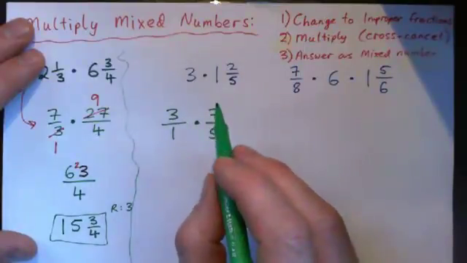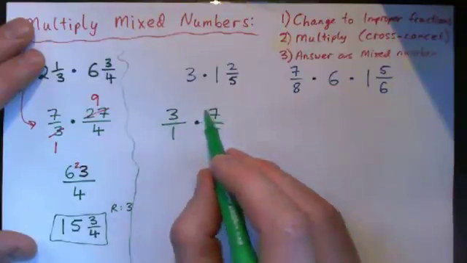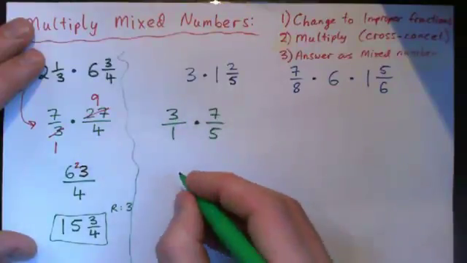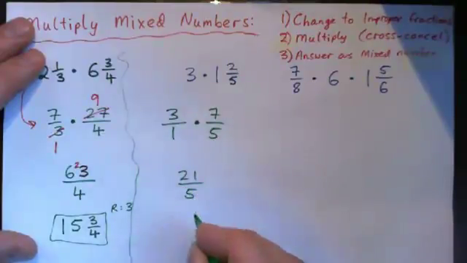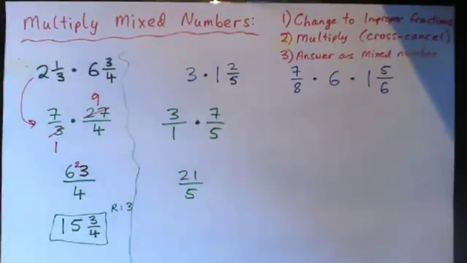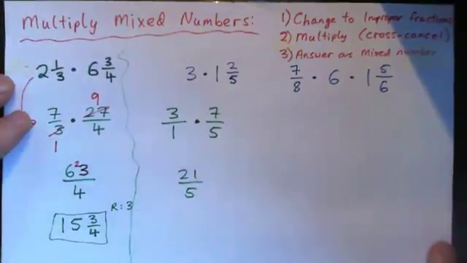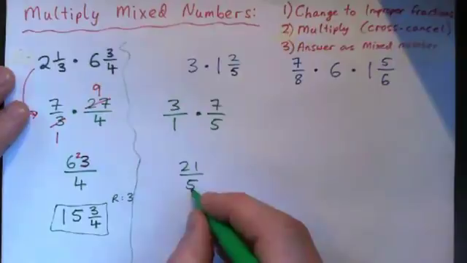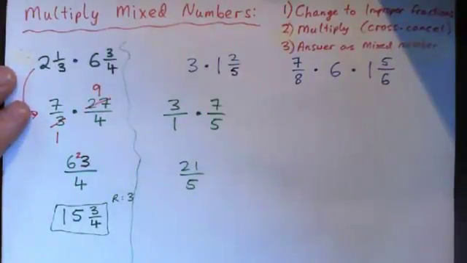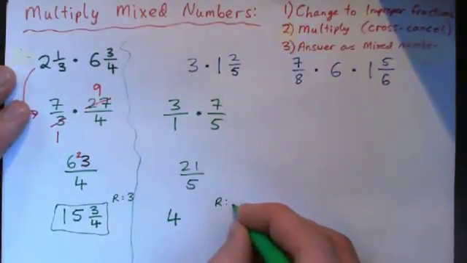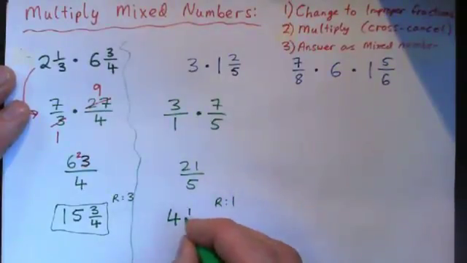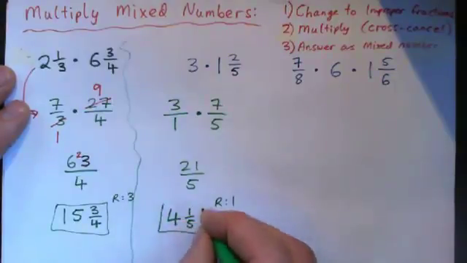Multiply that. Sorry, 3 times 7 is 21, and on the bottom, 1 times 5 is 5. And now turn that into a mixed number. By all means, press pause if you need more time. And you've got to go 5 into 21. 5 into 21 goes how many times? 4 times, and the remainder would be 1. So it's 4 and 1/5, isn't it?